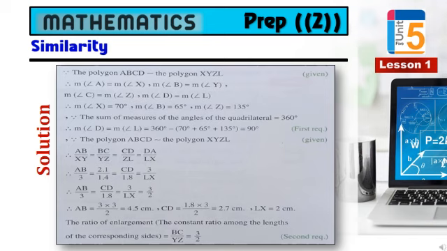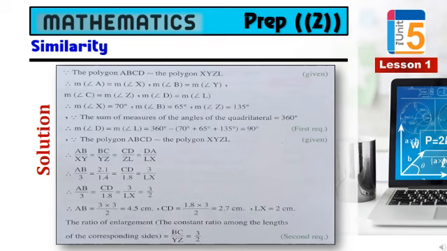And we know that the summation of measures of the angles of the quadrilateral equals 360 degrees. So the measure of angle D equals the measure of angle L equals 360 degrees minus open bracket 70 degrees plus 65 degrees plus 135 degrees, equals, by using a calculator, 90 degrees. This is the first required.